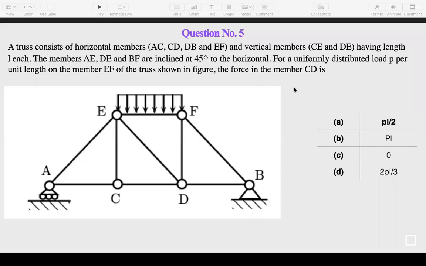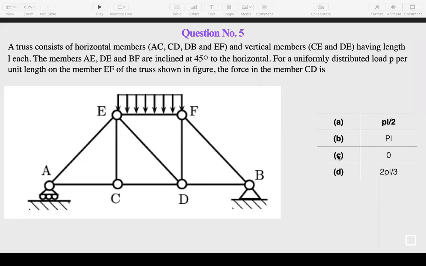Okay, and convert the uniformly distributed load into the point load. How to convert? In a beam, we have solved such types of problems. A uniformly distributed load can be converted into the point load by using the formula length into height, or length into load.